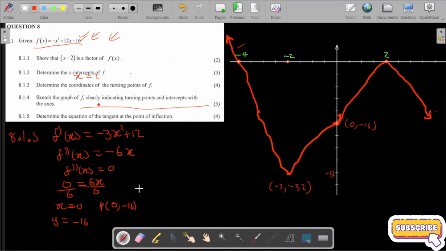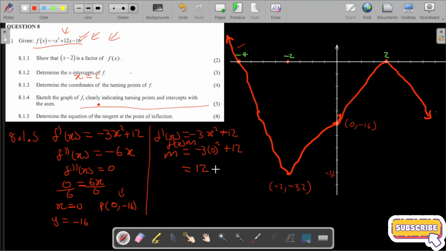Now, let's find the gradient. How do you find the gradient? Remember, to find the gradient, you must do the first derivative of the equation that we have here. The first derivative is equal to negative 3x squared plus 12. And then from here, remember, we're talking about the point of inflection, so we substitute our x. It's going to be negative 3 into 0 squared and then plus 12. Remember, the derivative is the gradient. So the gradient is just 12. Then from here, I do have a gradient.